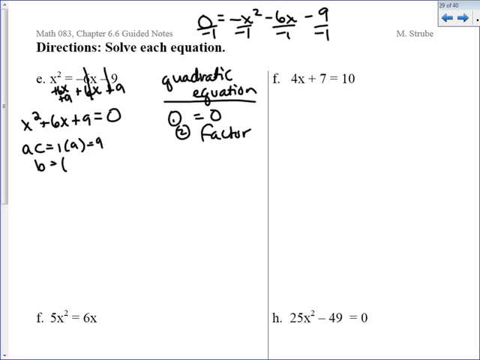So I'm looking for 2 numbers that multiply to 9 and add to 6. 3 and 3. Now if you want to go through grouping, you can. On your quiz, I can tell you there will be a problem that you have to use the full AC method where you go through all the grouping. Guaranteed you'll see one of those. But because a equals 1, I can go right to my factors, where they start with x and they end with my pair.